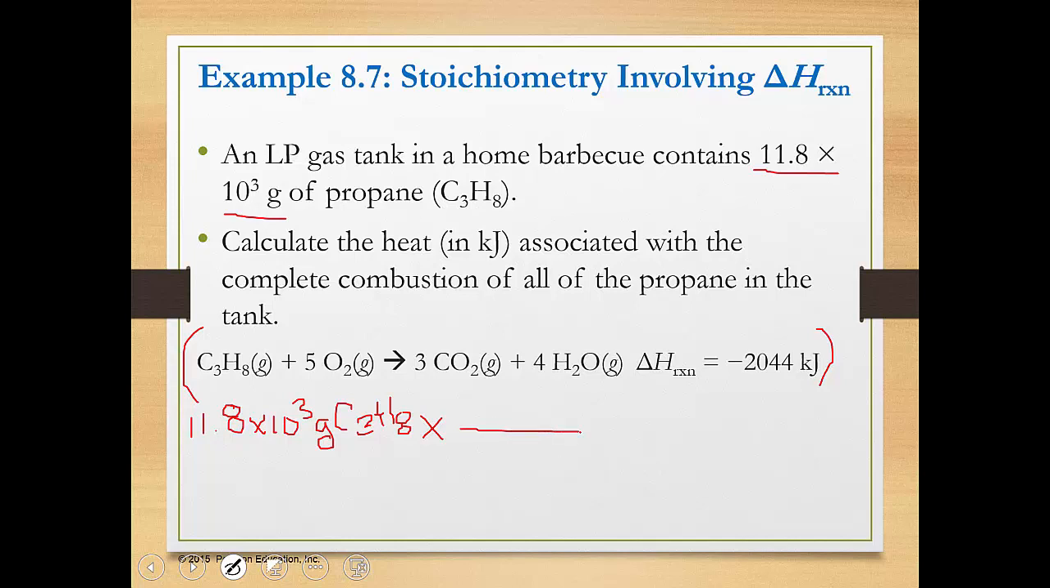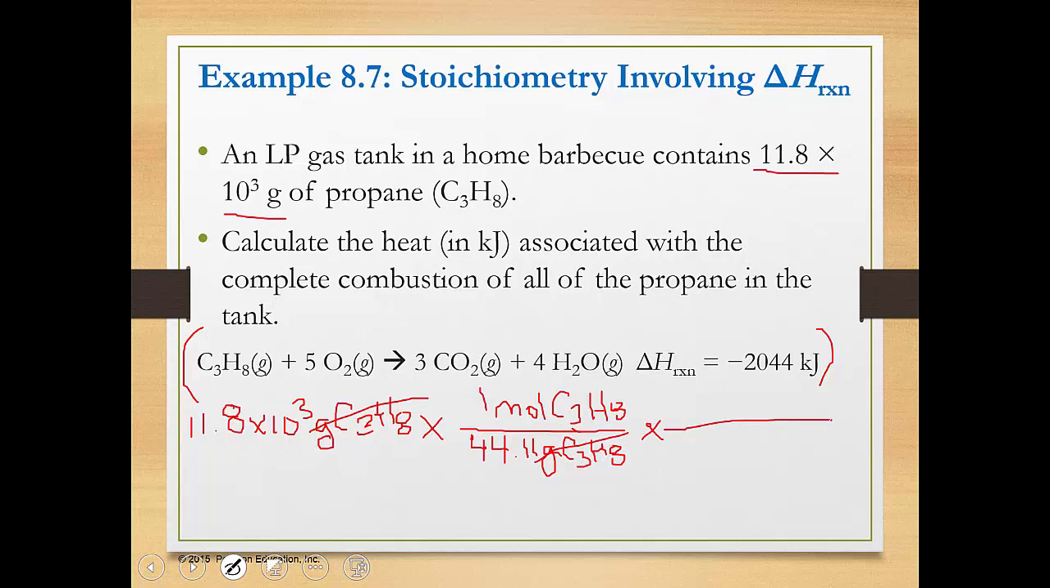Now, in order to relate it to the number of kilojoules, I need to know moles. I cannot go directly to the kilojoules from the grams. I have nothing to relate it to. I can only relate kilojoules to the coefficients in the balanced equation, which is number of moles. So remember we said that we have 44.11 grams of C3H8 for every 1 mole of C3H8. So grams have canceled out. Now I know how many moles of propane I have in the tank.